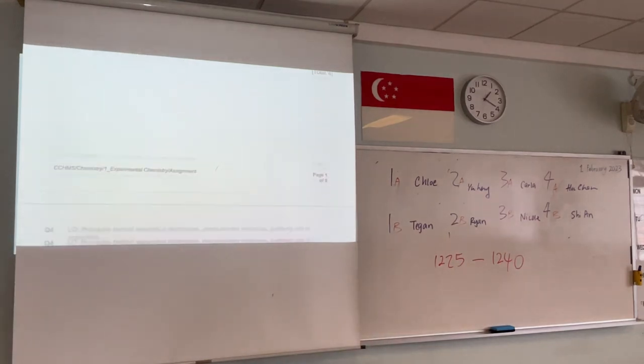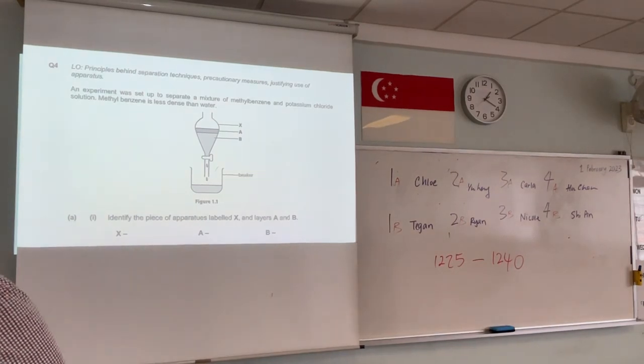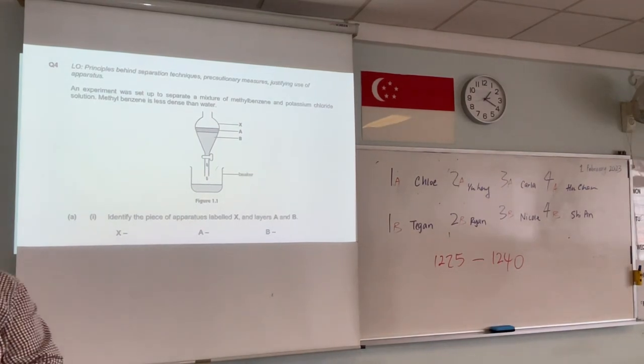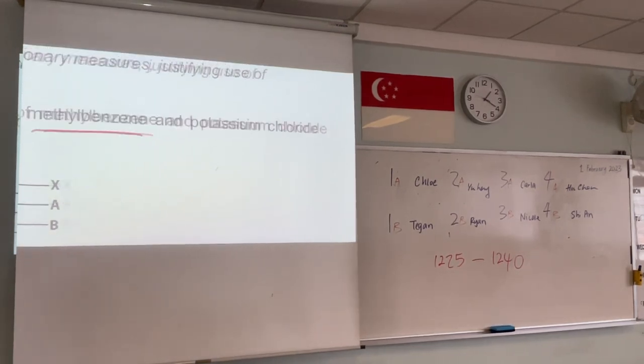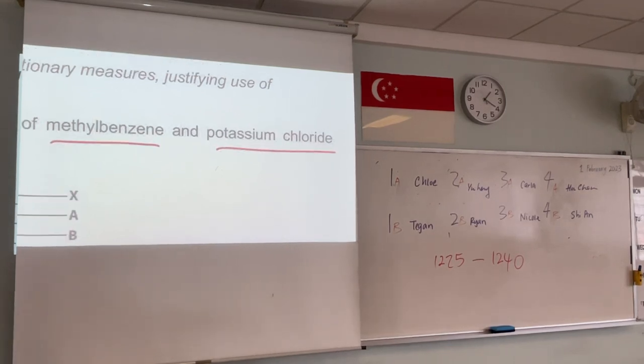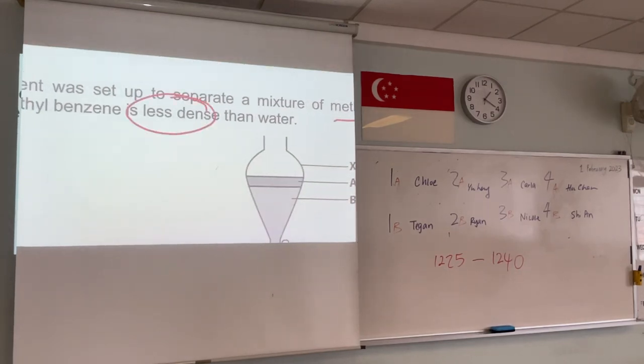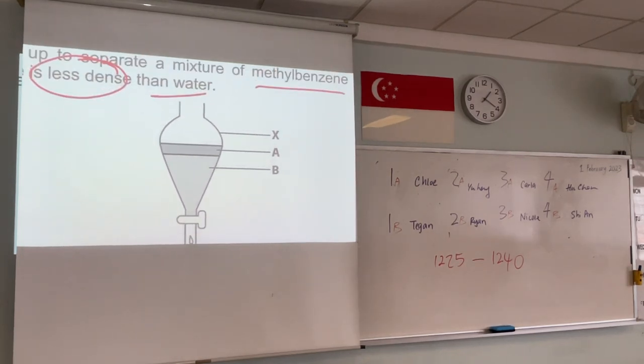Let's move on. Now, this question over here: an experiment was set up to separate a mixture of methylbenzene and potassium chloride solution. Methylbenzene is less dense than water. Now, these are the two keys over here. Methylbenzene is an organic compound. Now, we haven't learned anything about organic chemistry yet, but the key piece of information is that methylbenzene is less dense than water, yes or no? Okay, so what does this tell you? What does the diagram tell you? Methylbenzene and water are immiscible. Okay, so for starters, you might want to start annotating with these kinds of words.